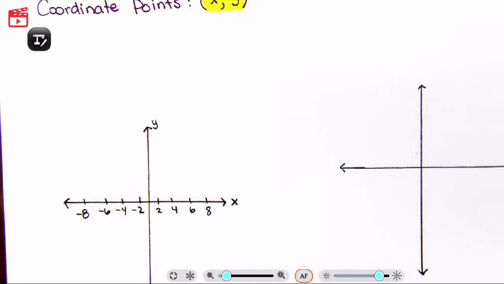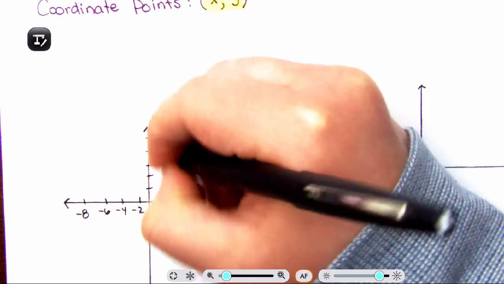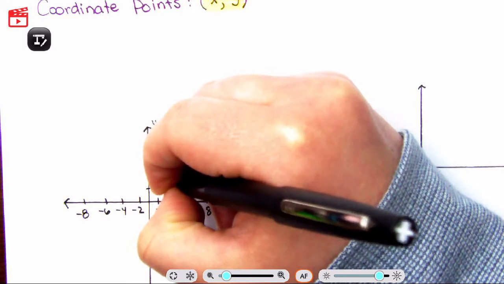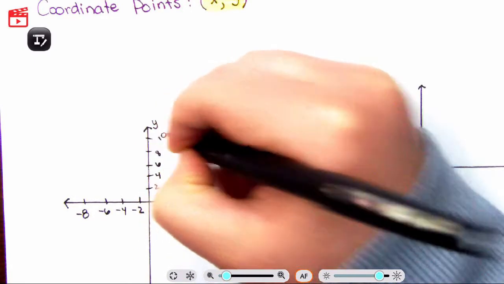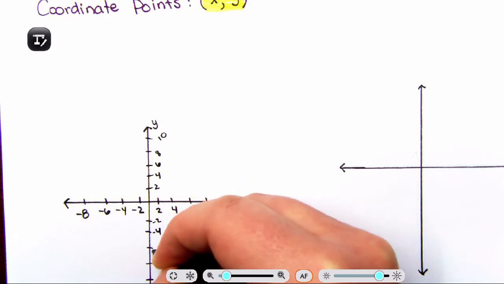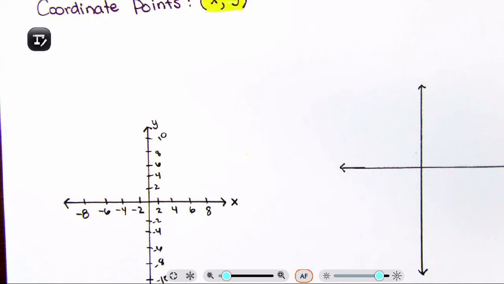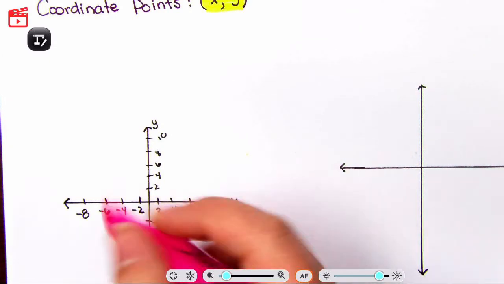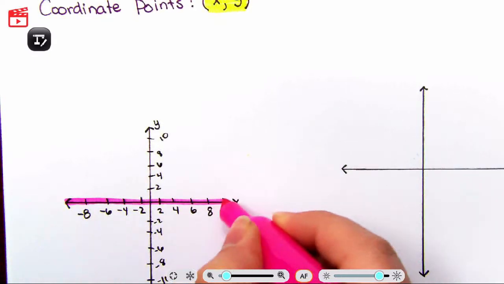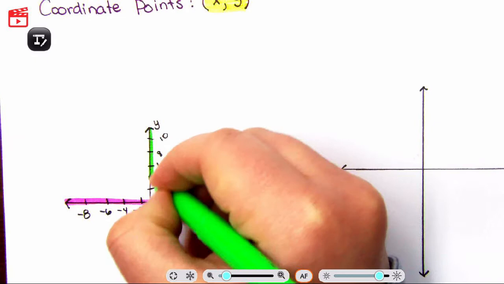It's like two number lines being put together. Here we're going to have 2, 4, 6, 8, 10. Here I'm going to have -2, -4, -6, -8, -10. Now that I have labeled my x and y, I'm going to highlight it one more time just so you guys can see what I'm doing. Here's my x-axis, here's my y-axis.